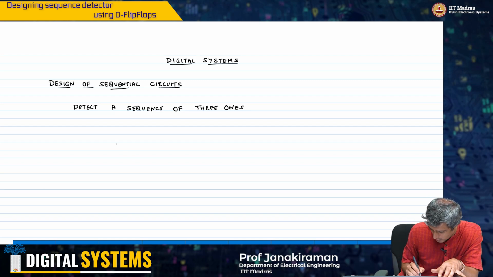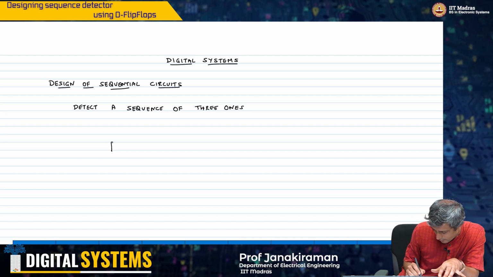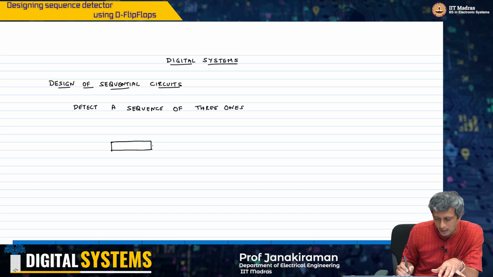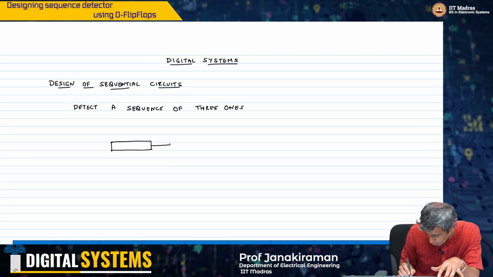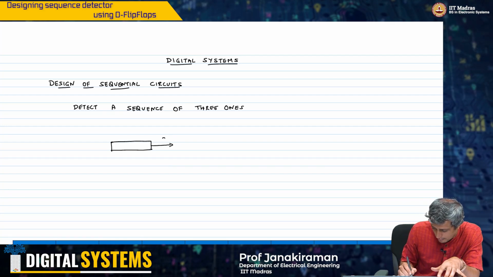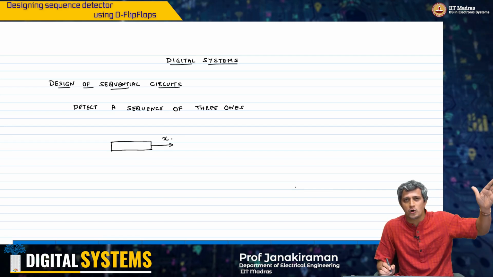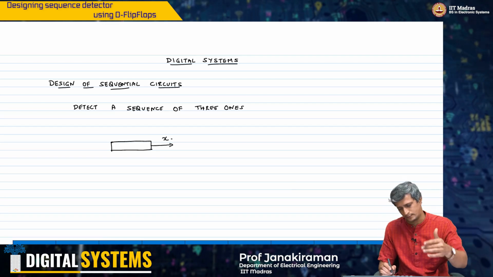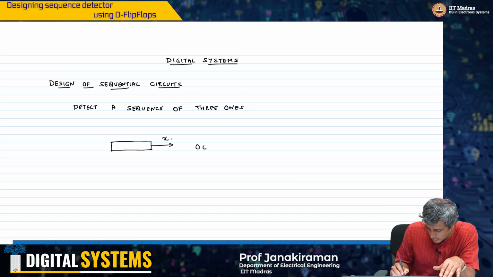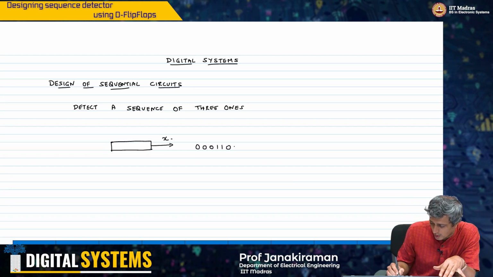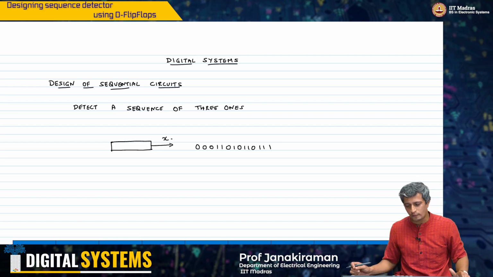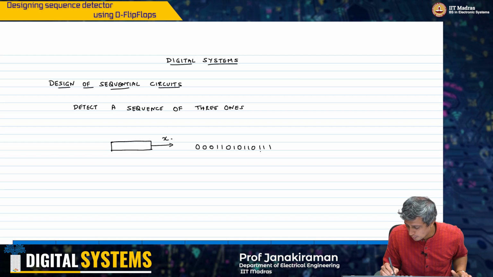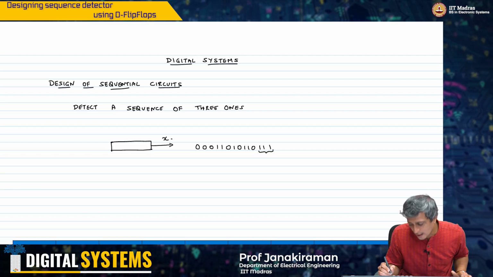Basically what's going to happen is I have something here, let's say like a random bit generator which is going to output some x here, and this is going to be a sequence of zeros and ones. For example, this sequence could be 0 0 0 1 1 0 1 0 1 1 0 1 1 1.